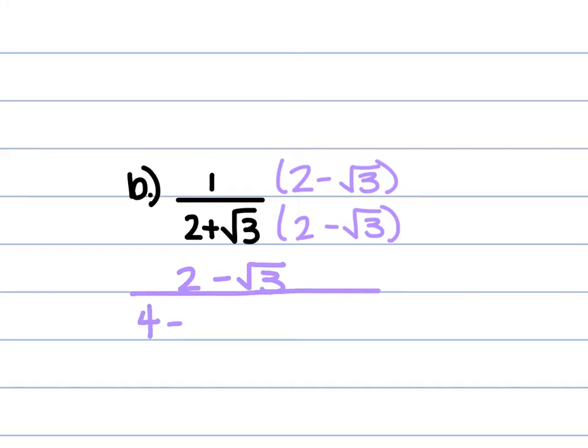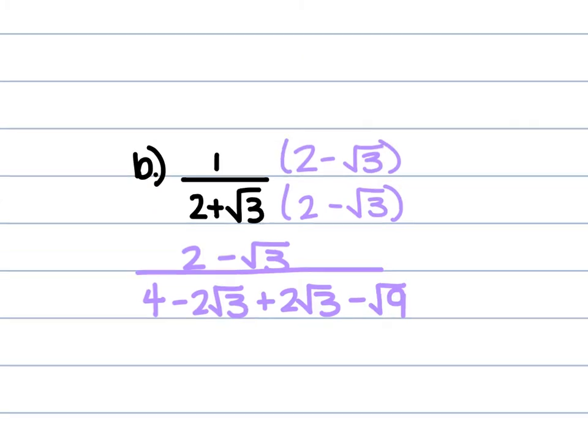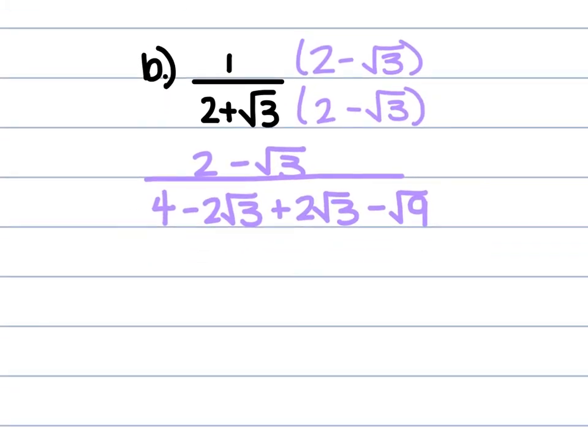2 times negative square root 3 is negative 2 square root 3. Square root 3 times 2 is positive 2 square root 3. And then the square root 3 times the negative square root 3 is negative square root 9. Simplify what you can. The top, can't do anything with, so leave it alone. So we're going to keep the 2 minus the square root of 3.